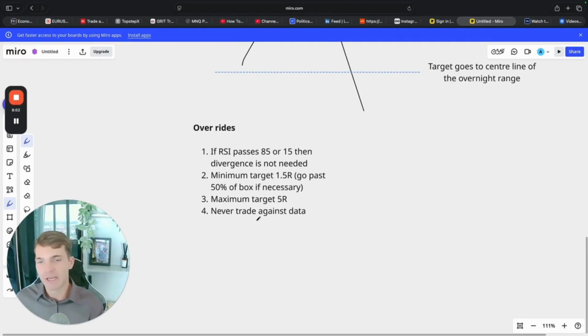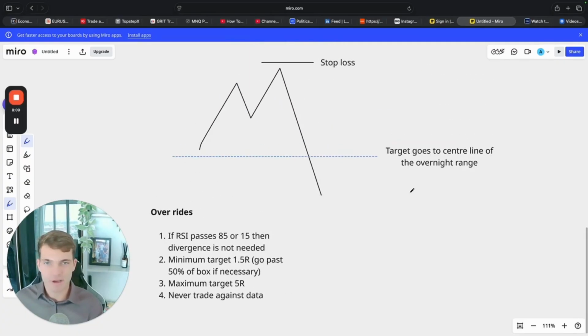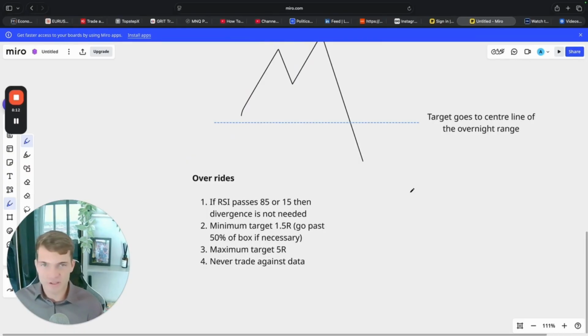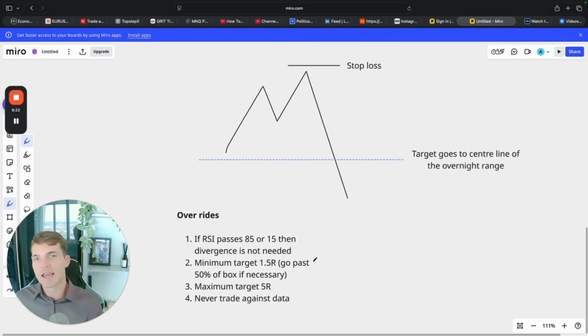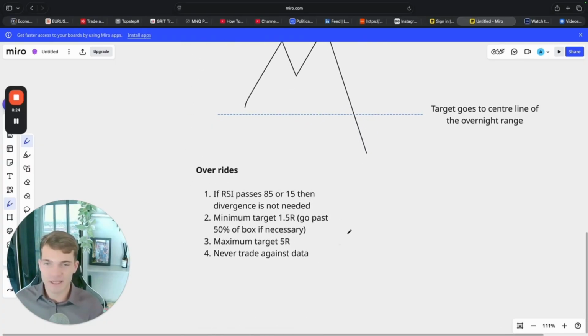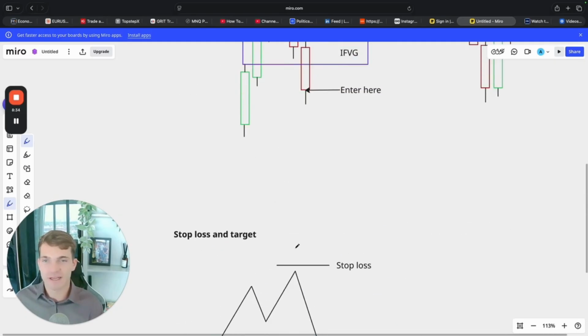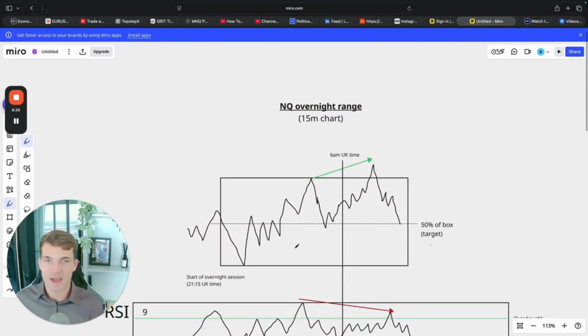get away from you. And then the last thing of the overrides is never trade against the data. If the macro data comes against you, if you've got a CPI print, if you've got an interest rate change, if you've got a manufacturing PMI, whatever it is, never, ever, ever trade against the data. If you don't understand how to trade data, then please go and watch my macro data video, and that's going to explain to you exactly how you can trade this, and this will give you a very good insight of what you should and what you shouldn't do when you're trading with data on the table for that current day.